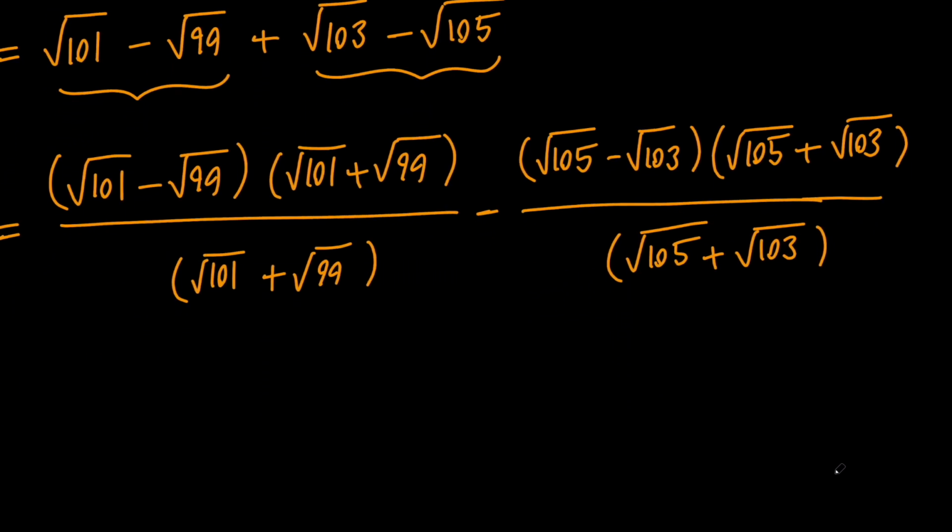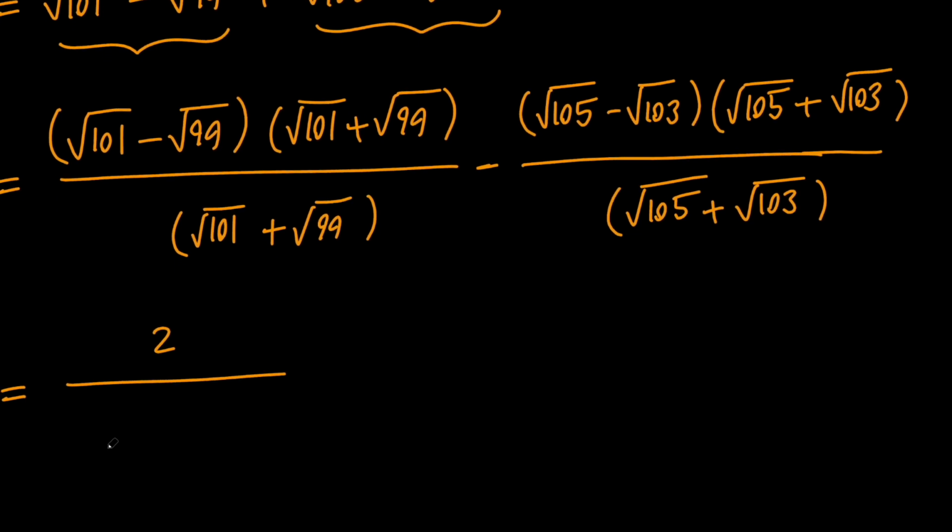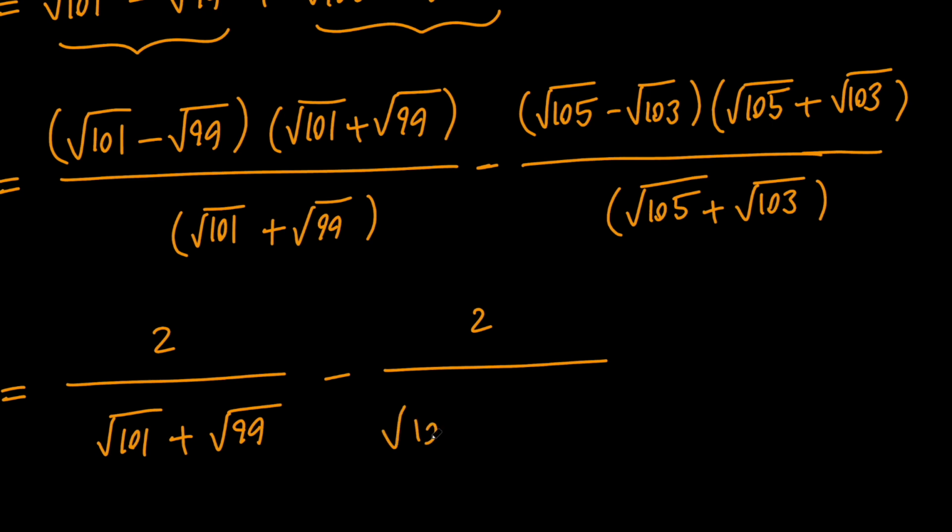Next, if we use the difference of two squares, on the top we have 101 minus 99, which is 2. And on the bottom we have the square root of 101 plus the square root of 99. For the second one, again, we have 2. And in the bottom, we have the square root of 105 plus the square root of 103.